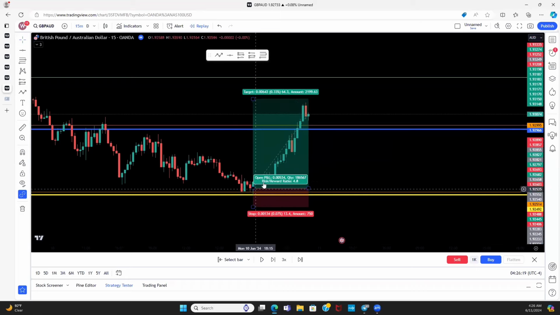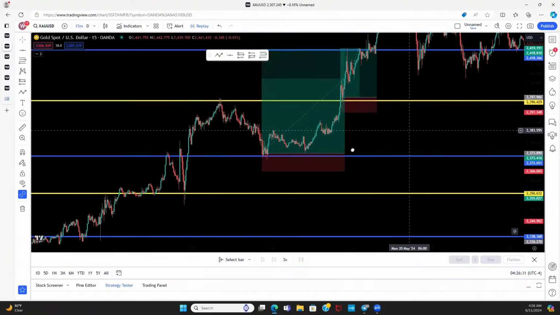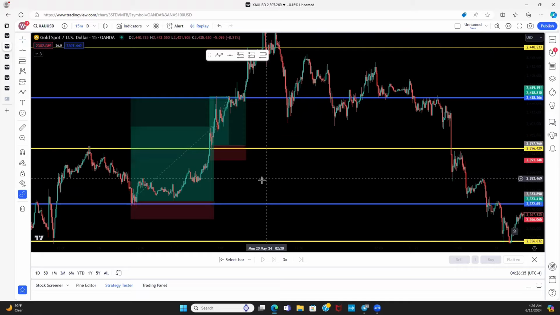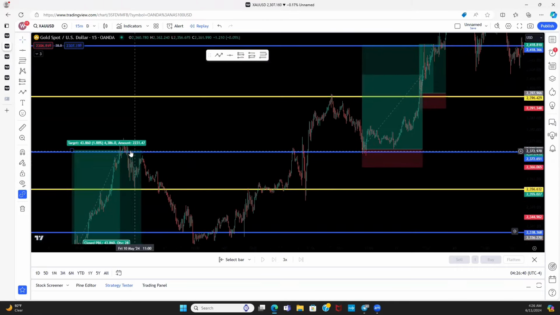And this is how you catch big moves like this. Again, a huge 1-to-5 risk reward. This is how you catch huge moves like this. And it's literally that simple, y'all. Again, you see here, same thing.